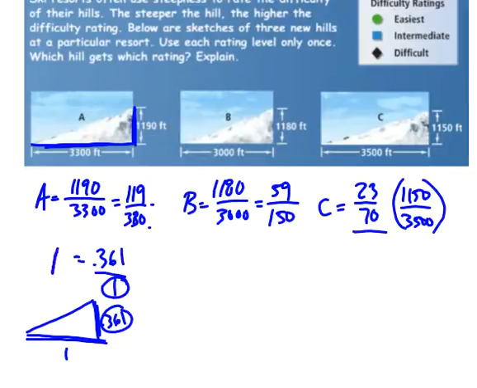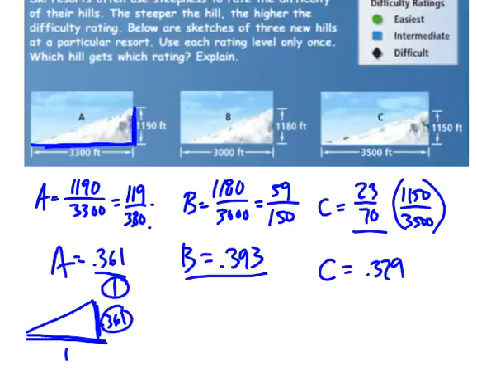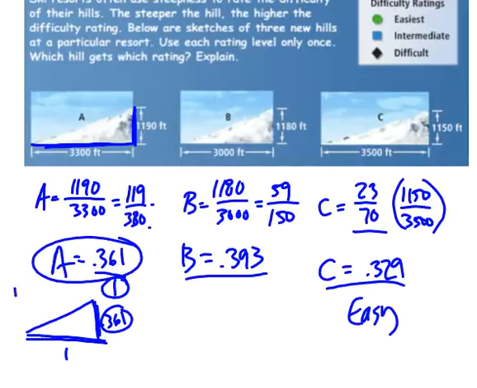If I do the same thing for B, convert that to a decimal, I get 0.393, which is just a little bit steeper. And then if I convert C to a decimal, I get 0.329. You may have been able to figure this out just by looking at the picture, but a little bit more mathy, we want to figure out which one is the steepest. So this one is definitely the least steep. C is definitely the least. So this is probably what we're going to call the easy one. And then our intermediate slope here is going to be this guy here. So this is intermediate. And this is going to be the difficult, the black diamond.